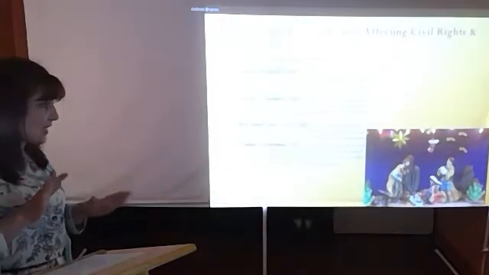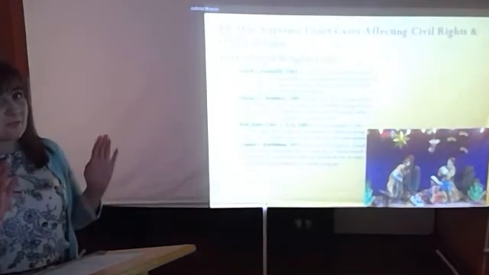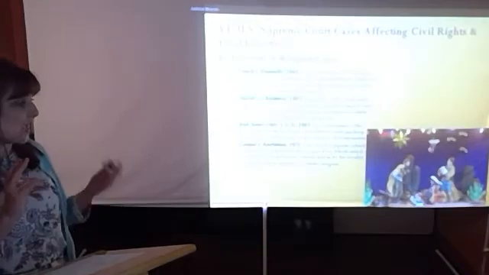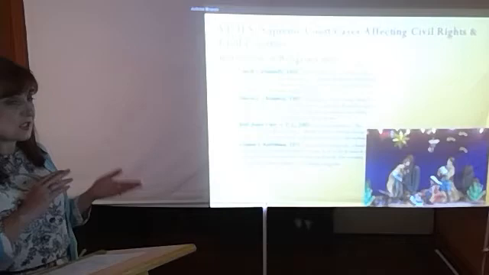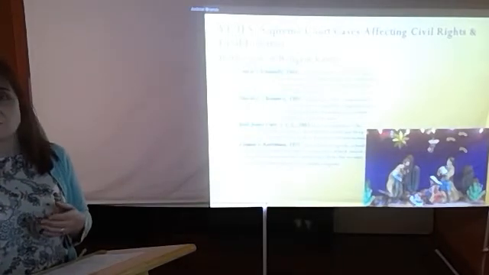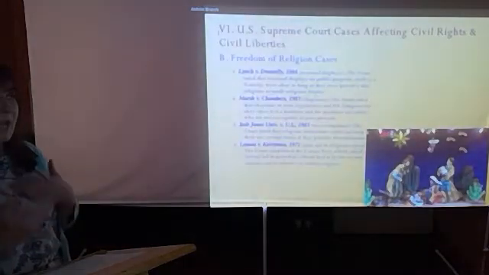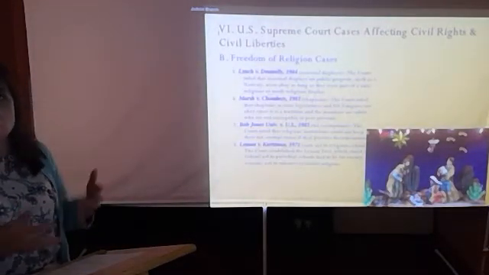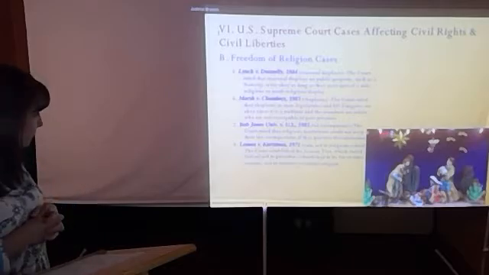Now, that's a very general definition of that case. It doesn't mean that religious institutions have to hire people who are going to actively work against their religious beliefs, but they can't practice racial discrimination or sexual discrimination.